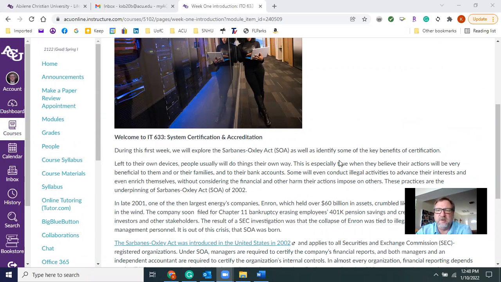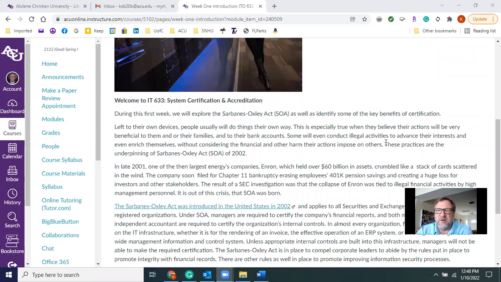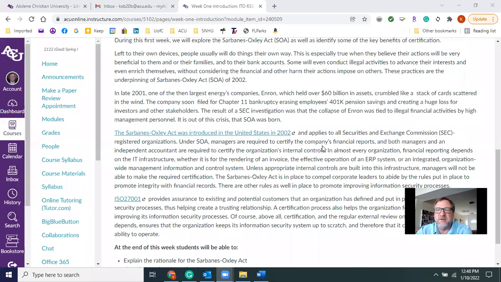This week, we're going to go over the Sarbanes-Oxley Act, and we'll also look at why these different regulations and policies are important to our organizations and important to us as IT professionals. When you read the introduction, it talks about Enron.